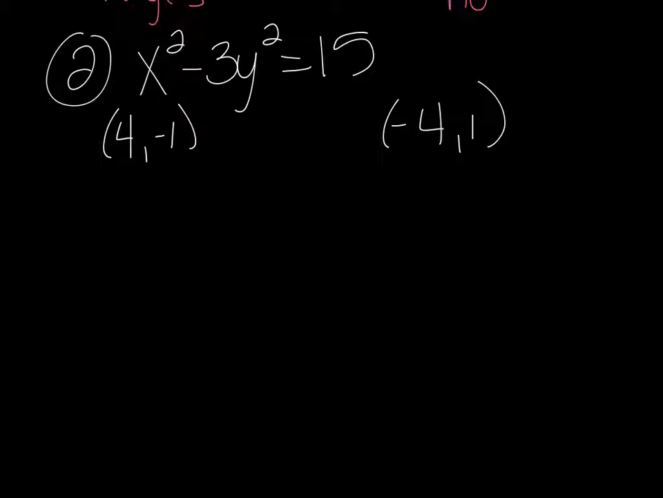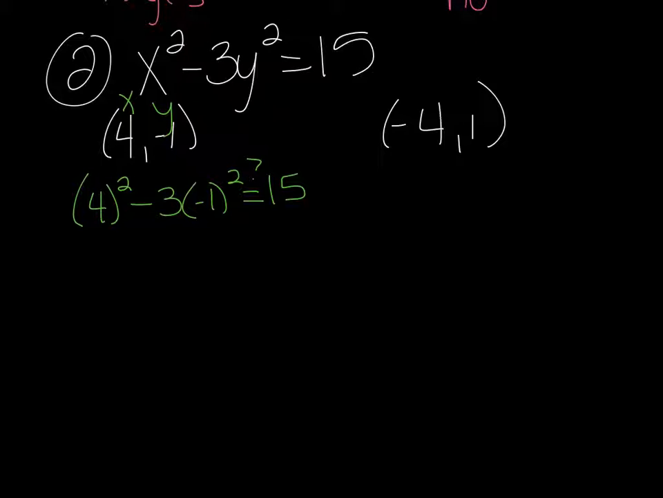Okay, now for this one, you have to be really careful because not only do I have negative numbers, but I also have exponents. So be very careful when you're plugging in your numbers. It's a good idea to use parentheses. So for that first point, if I plug 4 in for x and negative 1 in for y, I want to know, will that give me 15?